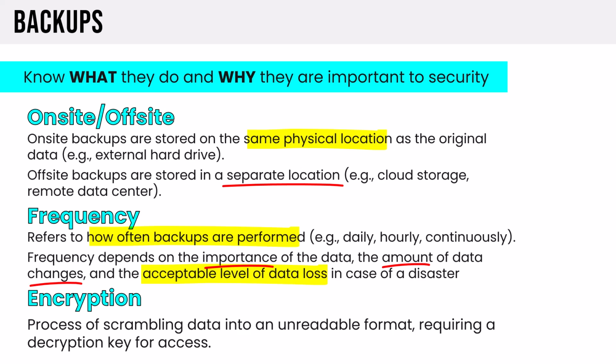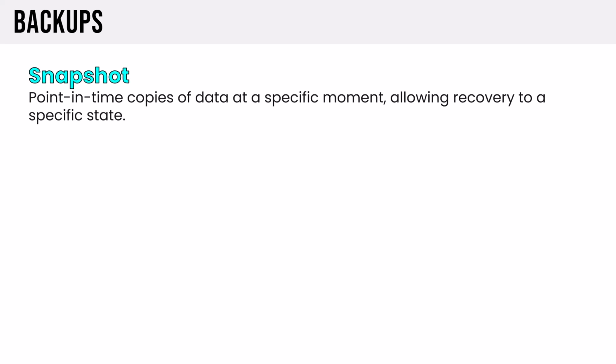Next we have encryption. So this is the process of scrambling data into an unreadable format requiring a decryption key for access. Sensitive backups should not be left in a plain text format. They should not be plain text human readable. Next we have the snapshot. These are point-in-time copies of data at a specific moment, allowing recovery to a specific state.